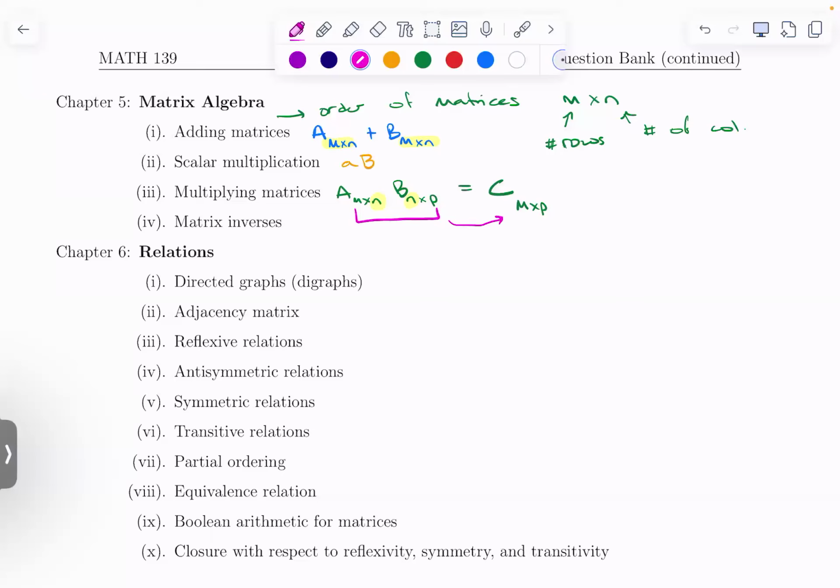Right. So they have to match up. The number of columns in the first one has to match the number of rows in the second one. Otherwise, they won't lay on top of each other nicely.